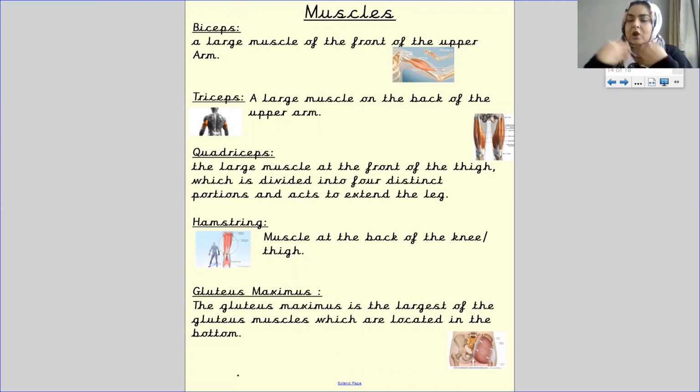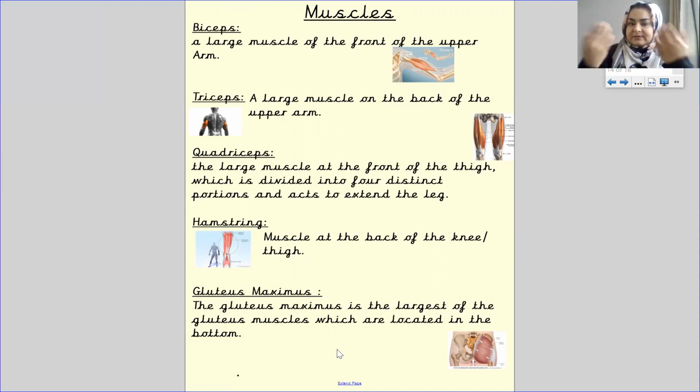Quadriceps. The large muscle at the front of the thigh, which is divided into 4 portions and acts to extend the leg. So the quadriceps are here on the upper thigh, and it's in 4 sections, okay? Hamstring. A hamstring is a muscle at the back of the knee or the thigh. So if you look over here, it's on the back of the knee.